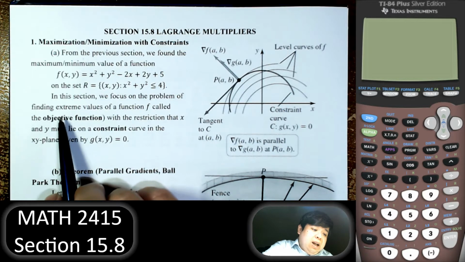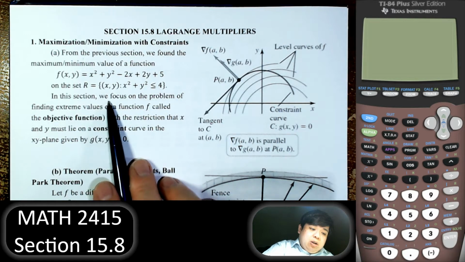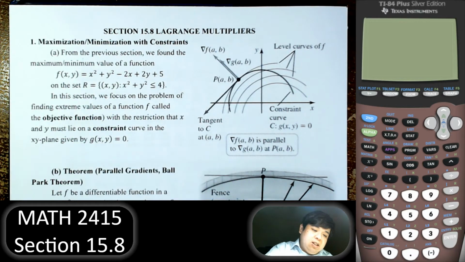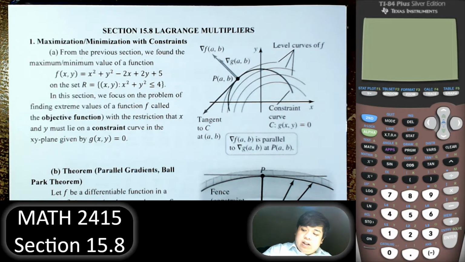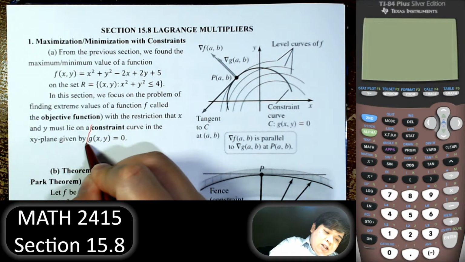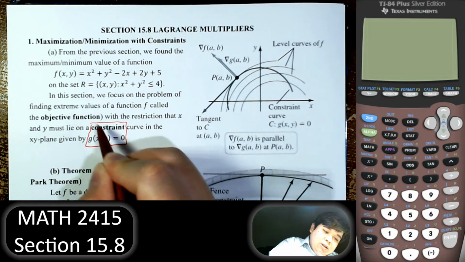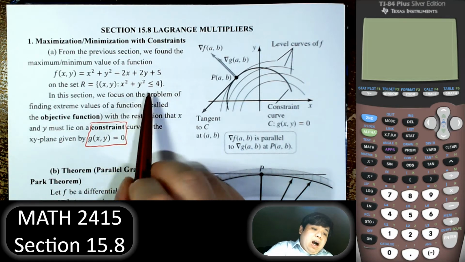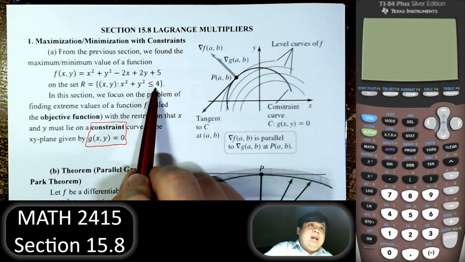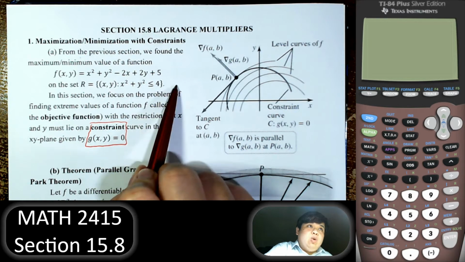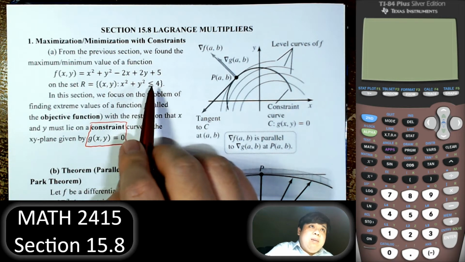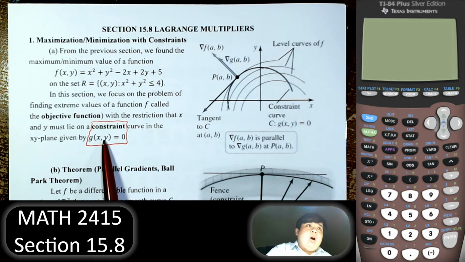Now what we focus on is finding the maximum or minimum of the objective function, subject to the constraint. The constraint is something like this: a function equal to 0. So if we have x squared plus y squared equal to 4, we can say x squared plus y squared minus 4 equal to 0, and that is our constraint in the problem. x squared plus y squared minus 4 will be g of x, y in this case.